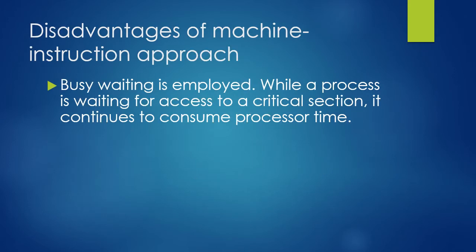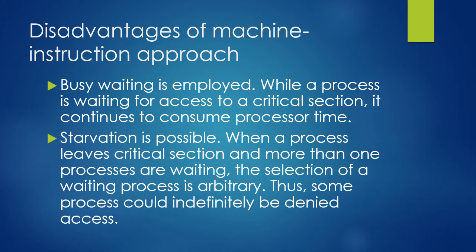But there are disadvantages to the machine instruction approach. The first is that busy waiting is employed. When a process is waiting for access to a critical section, it continues to consume processor time. The second is that starvation is possible. When a process leaves a critical section and more than one process is waiting, the selection of a waiting process is arbitrary. Thus, some process could indefinitely be denied access.